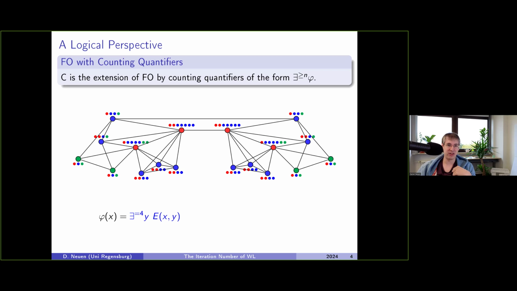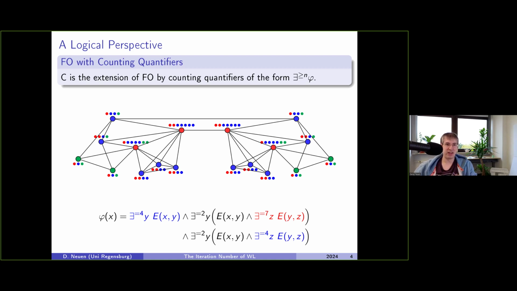So this is before what we encoded via the blue color in this picture. The blue vertices are exactly those with degree 4. And then we can say we have exactly 2 neighbors that were red before. And red was encoded by having degree exactly 7. And we have another exactly 2 neighbors that have degree 4. And degree 4 is again encoded by the blue color. And what this means is basically we now encode blue vertices that have the multiset 2 red and 2 blue.